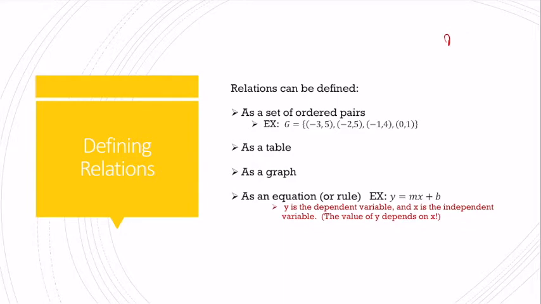So relations are sets of ordered pairs, and they can either define a function or not define a function. A relation can be defined not only as a set of ordered pairs, but as a table. It could be a graph. It could be an equation or a quotient rule. So for example, y equals mx plus b. This is a function. Each x has exactly one y value.